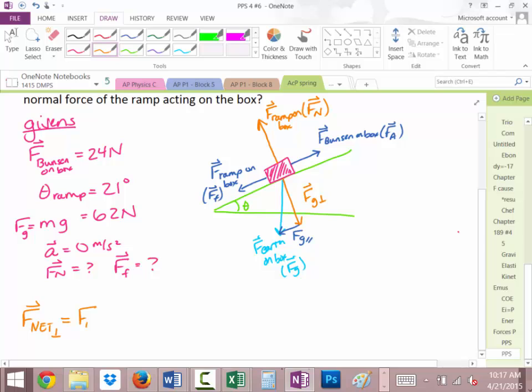FN. What else is acting perpendicular to the surface? Right, it's labeled perpendicular. It's got to be. I mean, come on. That's not hard. I'm not trying to sell you short, but yeah, absolutely. Perpendicular. Are there any other things acting perpendicular to the surface? No. F-net equals all the forces. That also equals what? MA.